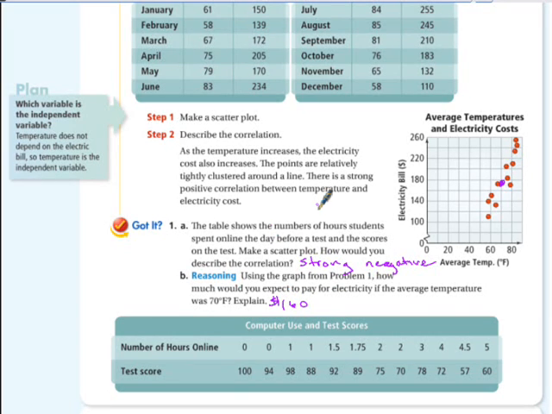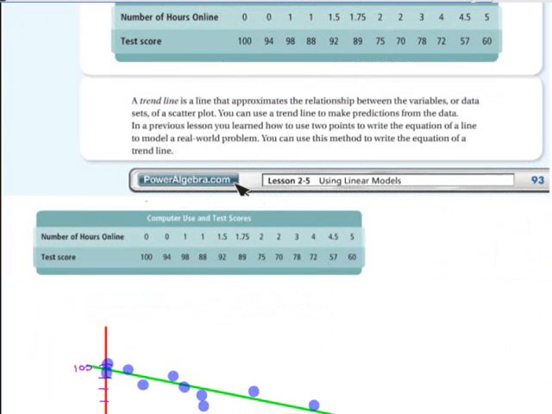Now, is that exactly correct? No, but it's based loosely on the graph and the scatter plot that we have, all right? Trend line is that's the green line I drew in. A trend line is a line that approximates, and it's not bolded for you, but there you go. A trend line is a line that approximates the relationship between the variables or the scatter plot. We can use the trend line to make predictions.